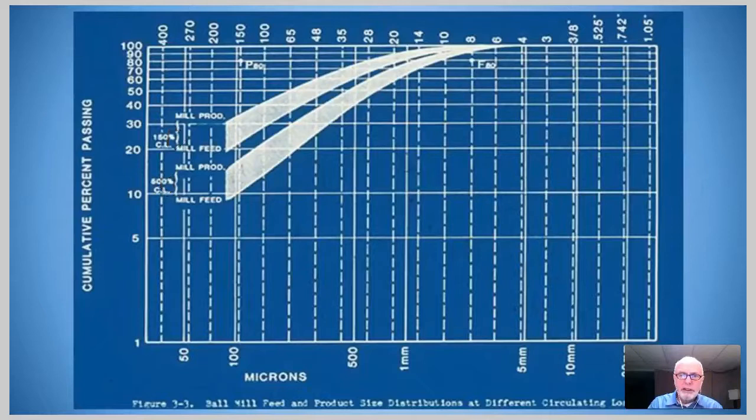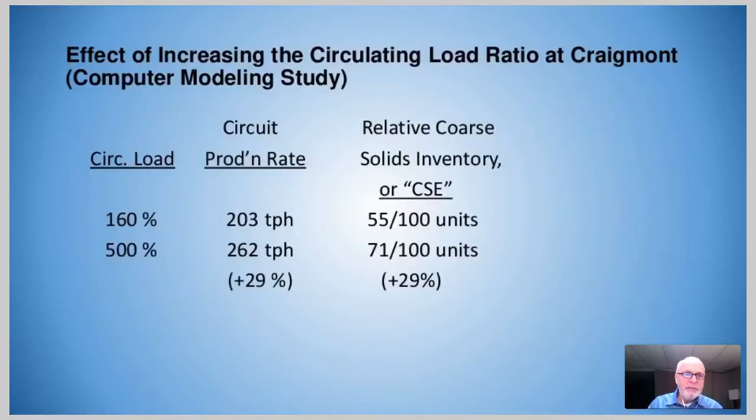Another example of this is given on the next slide. This was a computer modeling study, starting with data from the Craigmont milling operation. They had a very low circulating load, 160%. The circuit production rate was 203 tons an hour. And by setting up the circuit on the computer and manipulating the classification equipment, we were able to increase the circulating load to 500%. In doing so, we were able to increase the tonnage up to 262 tons an hour. That's an increase in throughput of 29%.